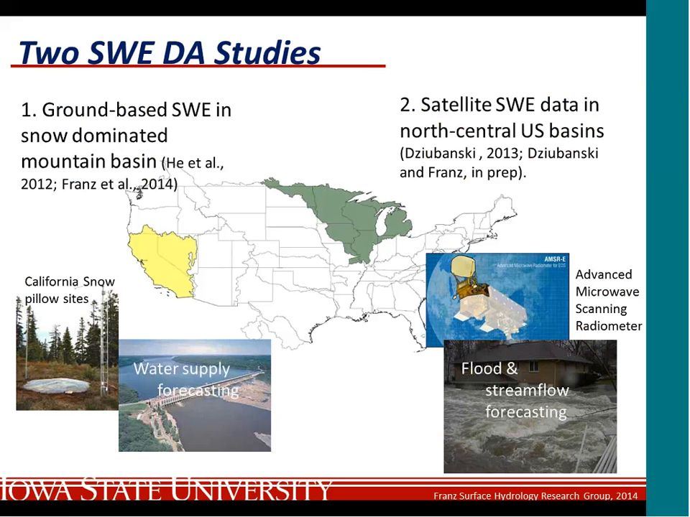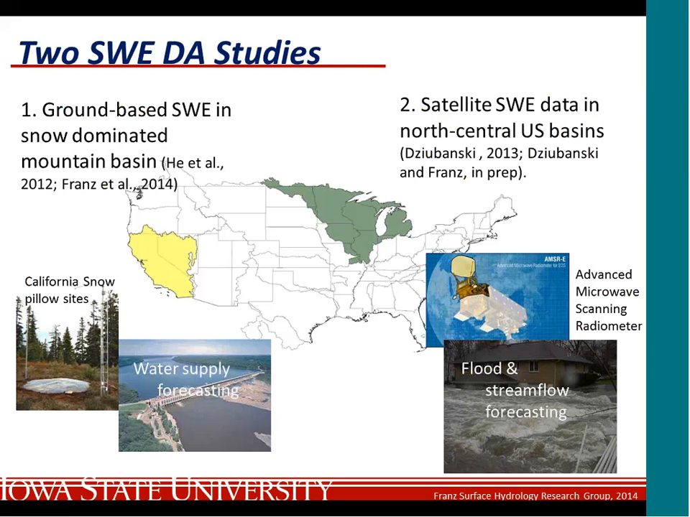So the two studies I'm going to be talking about today are, again, assimilation of snow water equivalent data. We did two studies, one located out here in California in a mountainous basin. Here we're assimilating ground-based snow water equivalent. Forecasts out here are primarily produced for water supply forecasting, although they do have some flooding from time to time.